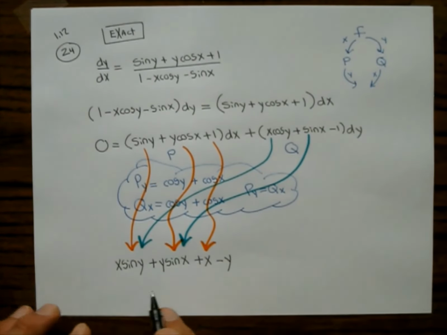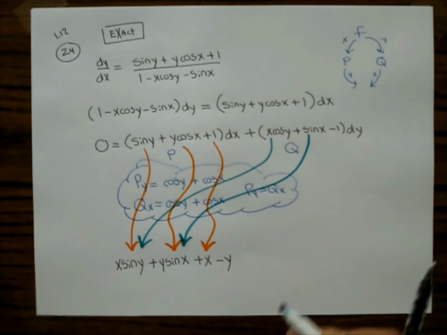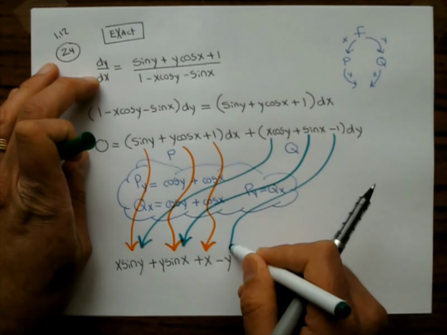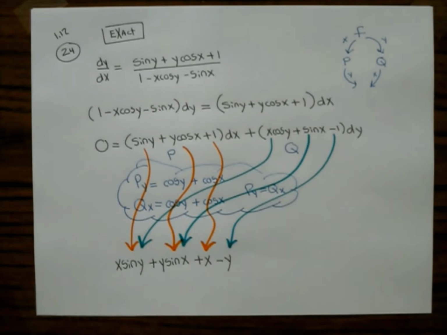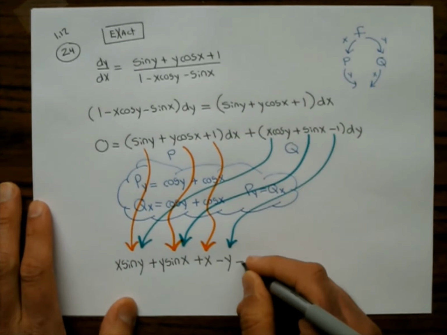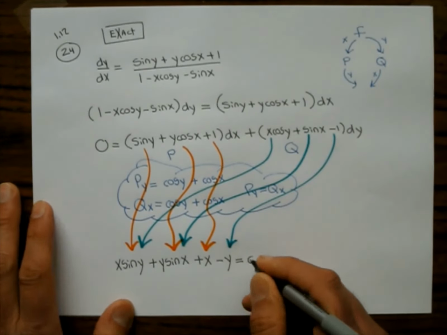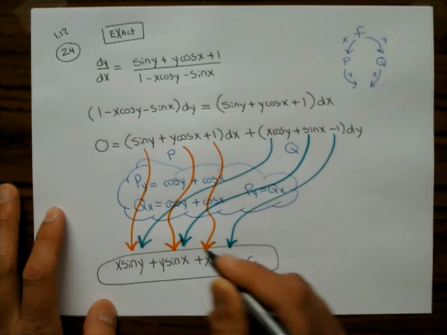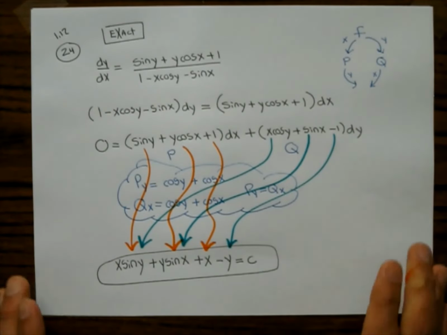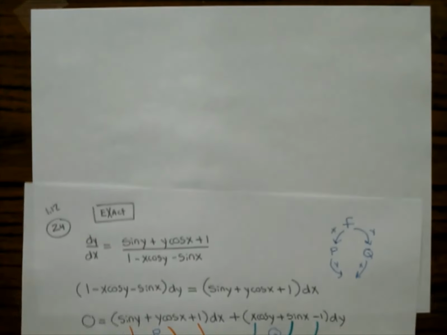So in calculus 3, that's the potential function. I'll go ahead and draw that there. When we do exact equations, you always find the potential function and set it equal to a constant. And that solves your differential equation. Okay, so that was exact.